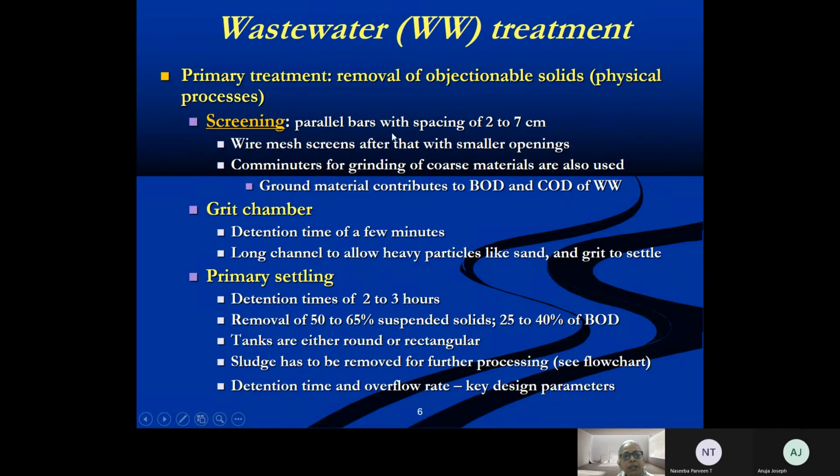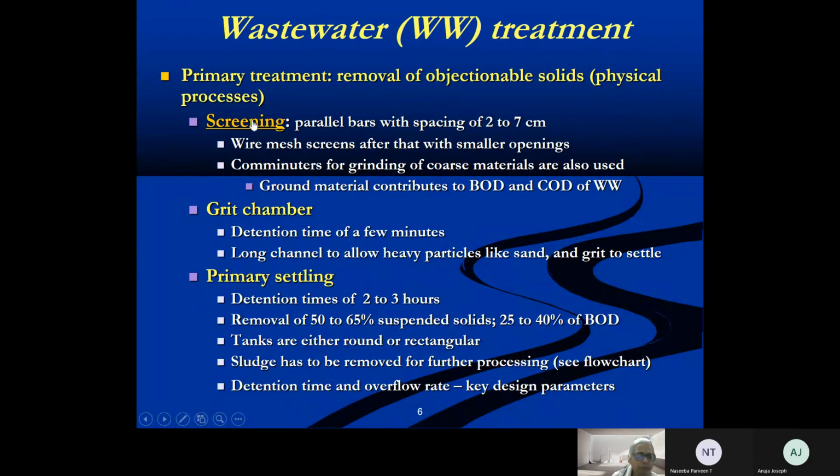In screening, we have parallel bars with spacing of 2 to 7 centimeters. You can use wire mesh. I've shown you photos of parallel bars, but you can also have parallel and horizontal bars. That will create a wire mesh and give you smaller openings. So it provides a barrier, and you get some loss of head. But by and large, it will give you better results because many of the solids which do enter the wastewater treatment plant will be kept out more effectively.